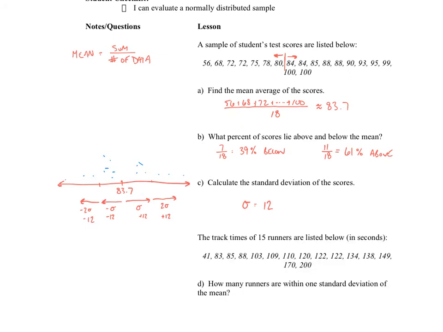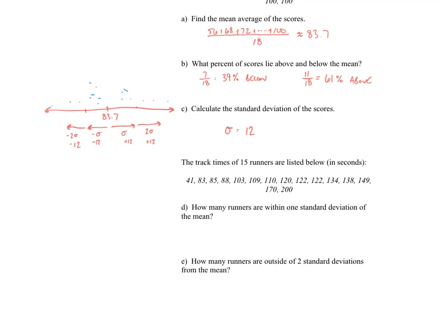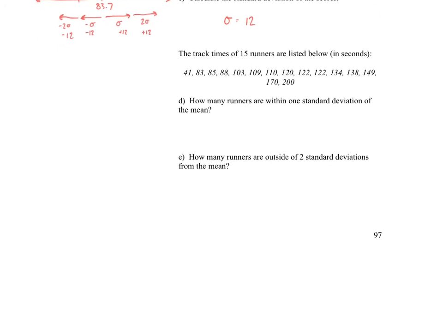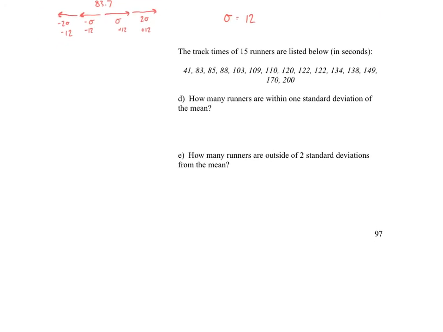But until we get to that point, we're going to start using these numbers that we've come up with. So let's use this example that says the track times of 15 runners are listed below. So we got runners running around a track, and these are their times in seconds. It says how many runners are within 1 standard deviation of the mean. So just like in the last example, we're going to have a number line here, and our mean is going to be right there. Well, we've got to find that mean.